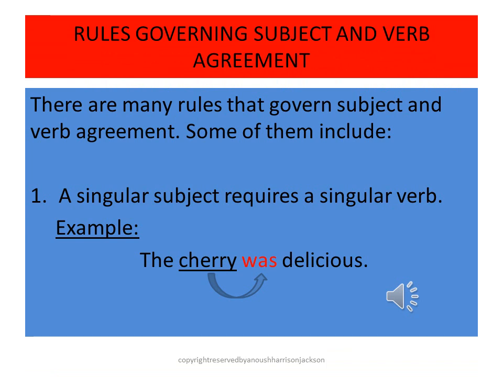Now let us look at rules governing subject and verb agreement. There are many rules that govern subject and verb agreement. Some of them are: 1. A singular subject requires a singular verb. Example: the cherry was delicious. Note the subject cherry is in agreement with its verb was.